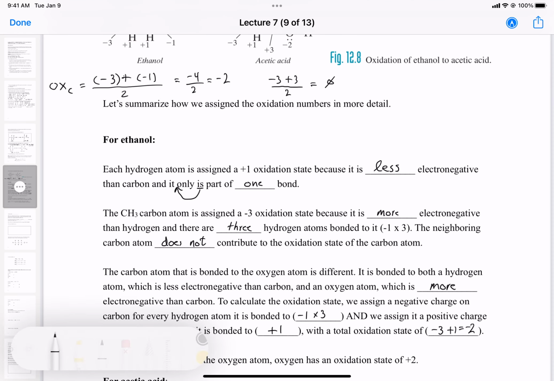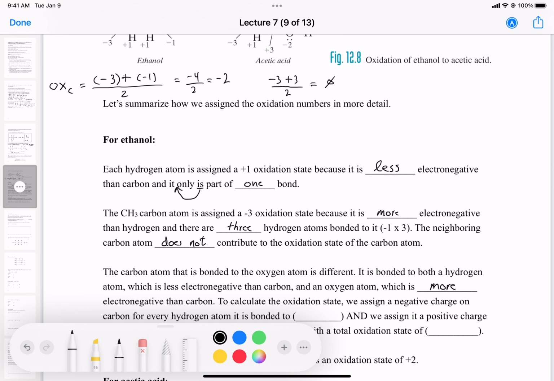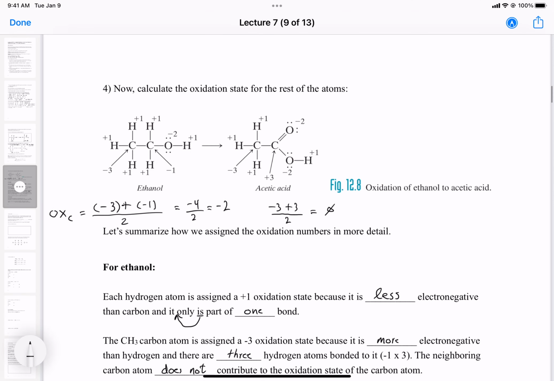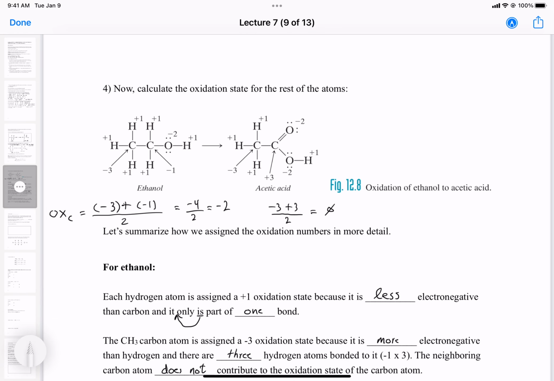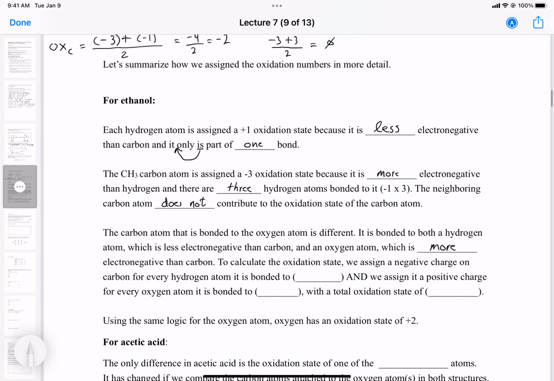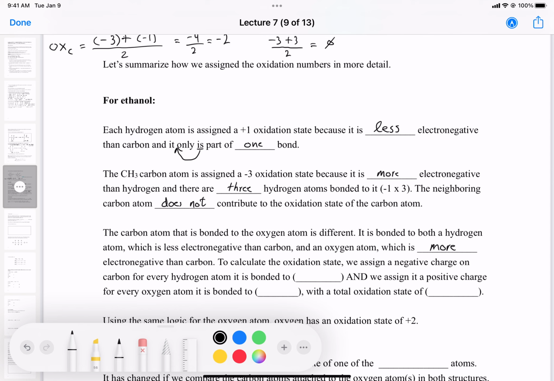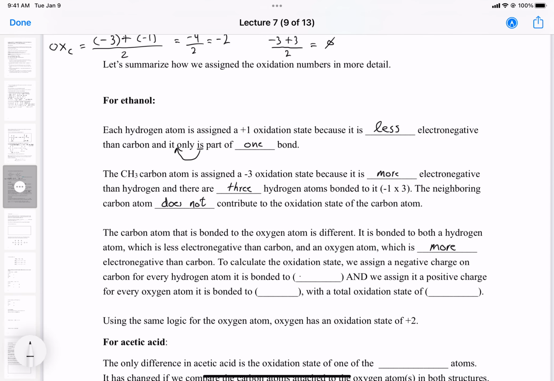Oh, okay. Oh, wait, no, sorry. Let's go back. There's only 2 of them, right? So if we look at this central carbon right here, there's only 2 hydrogen atoms. I was thinking of the other one at first. So it'll be -1 times 2 and +1. So in this case, we have -2 plus 1 equals -1. Okay, so that's much better.